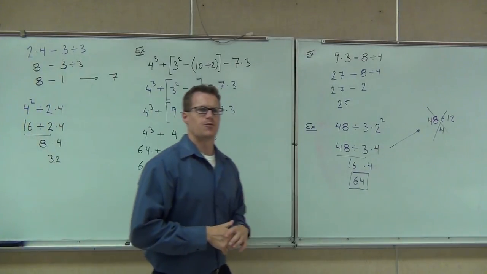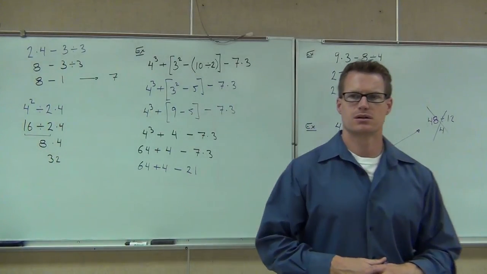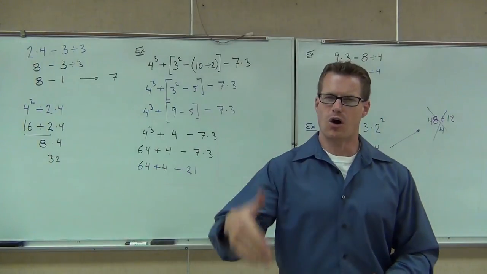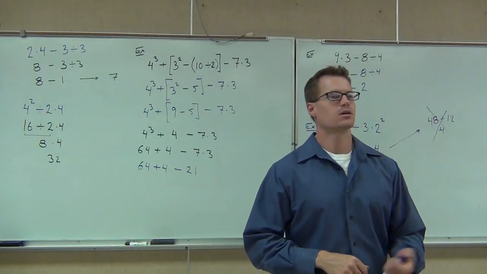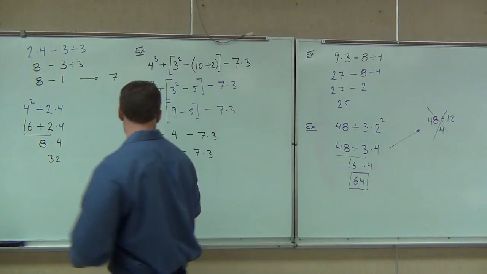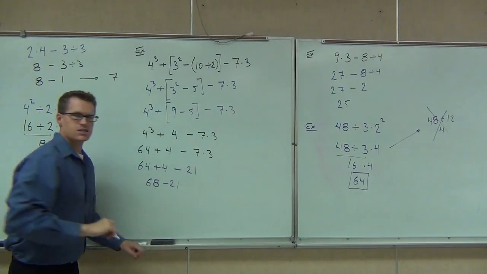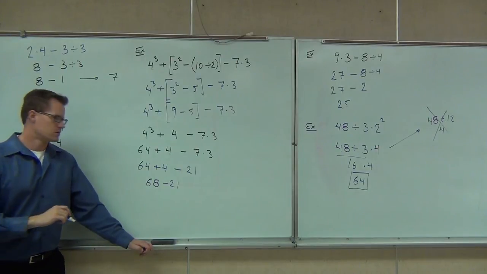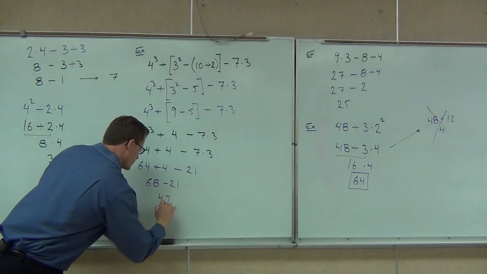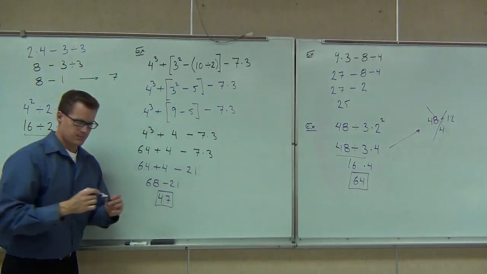Hey, what's going to come first when we do this? Addition. Is addition going to come first because we always do addition first? From left to right. Good. It's the first thing we see. So we're going to get our 68. 68 minus 21. How much are we going to get there? 47. Perfect.